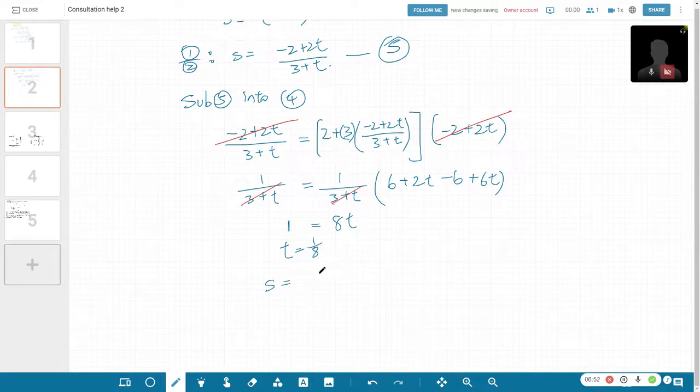S will be equals to minus 2 plus 2 over 8, which is 1 quarter, over 3 plus 1 over 8. I can multiply 8 to the top and bottom. So minus 16 plus 2, minus 14 over 25.